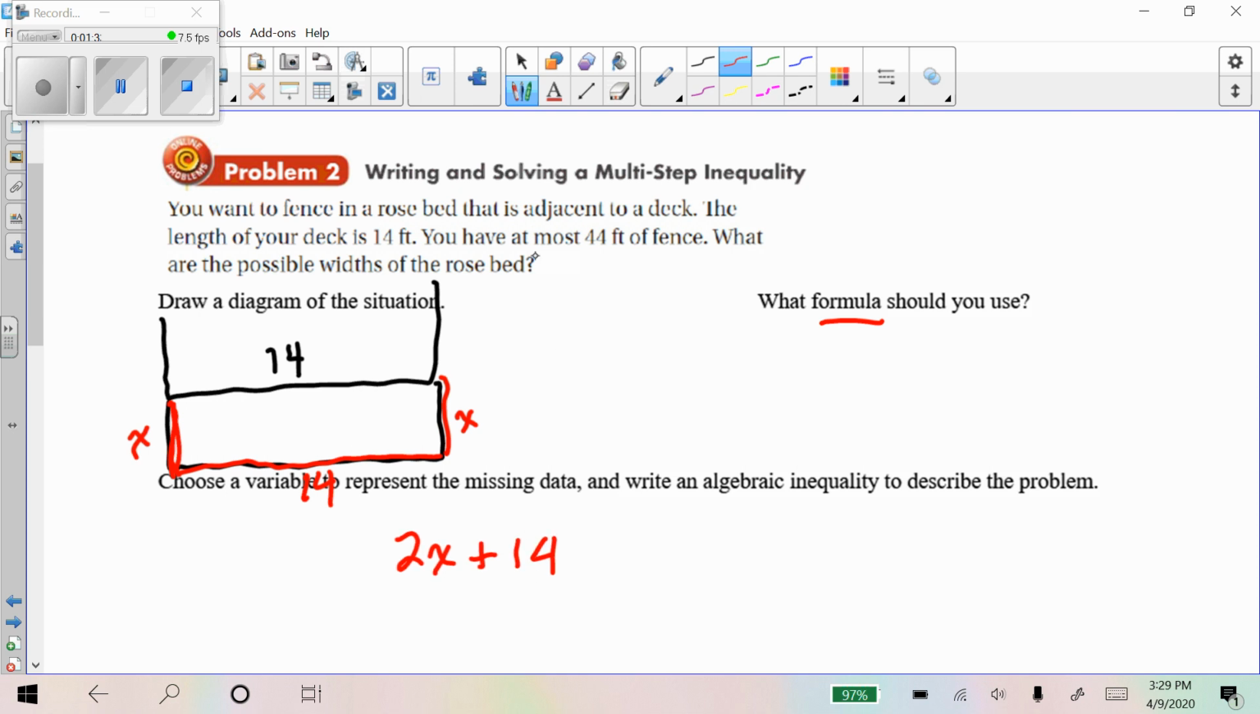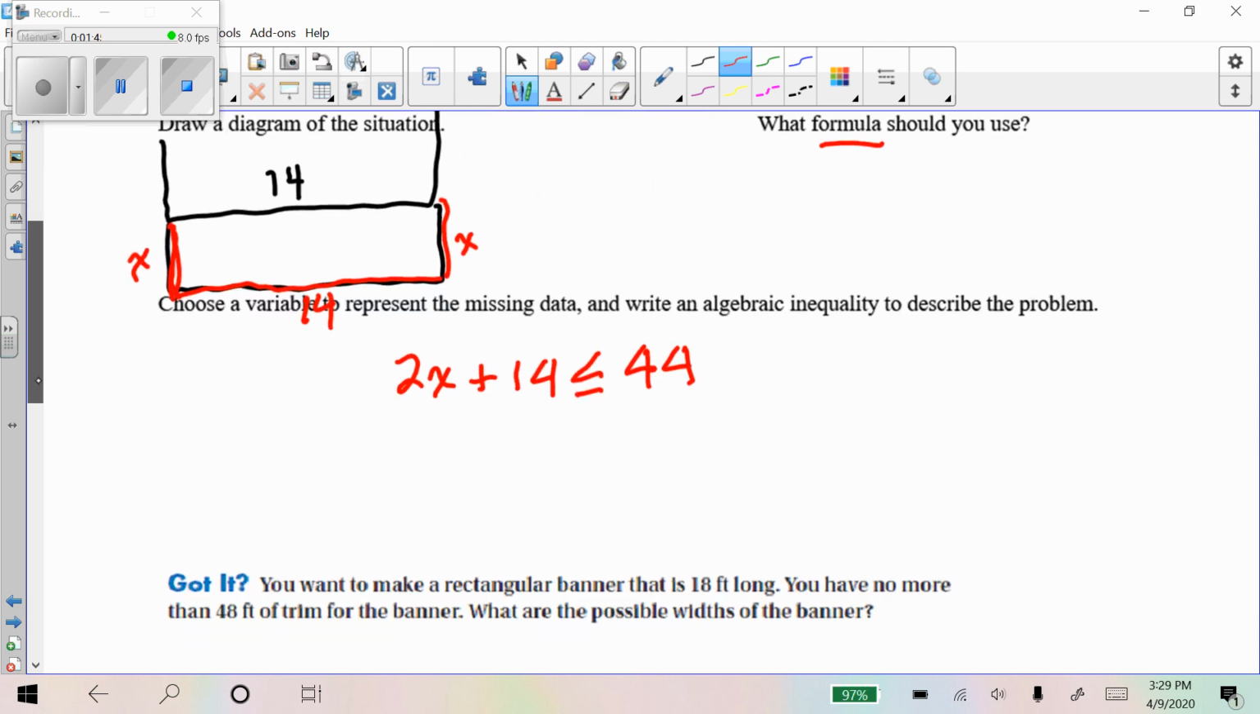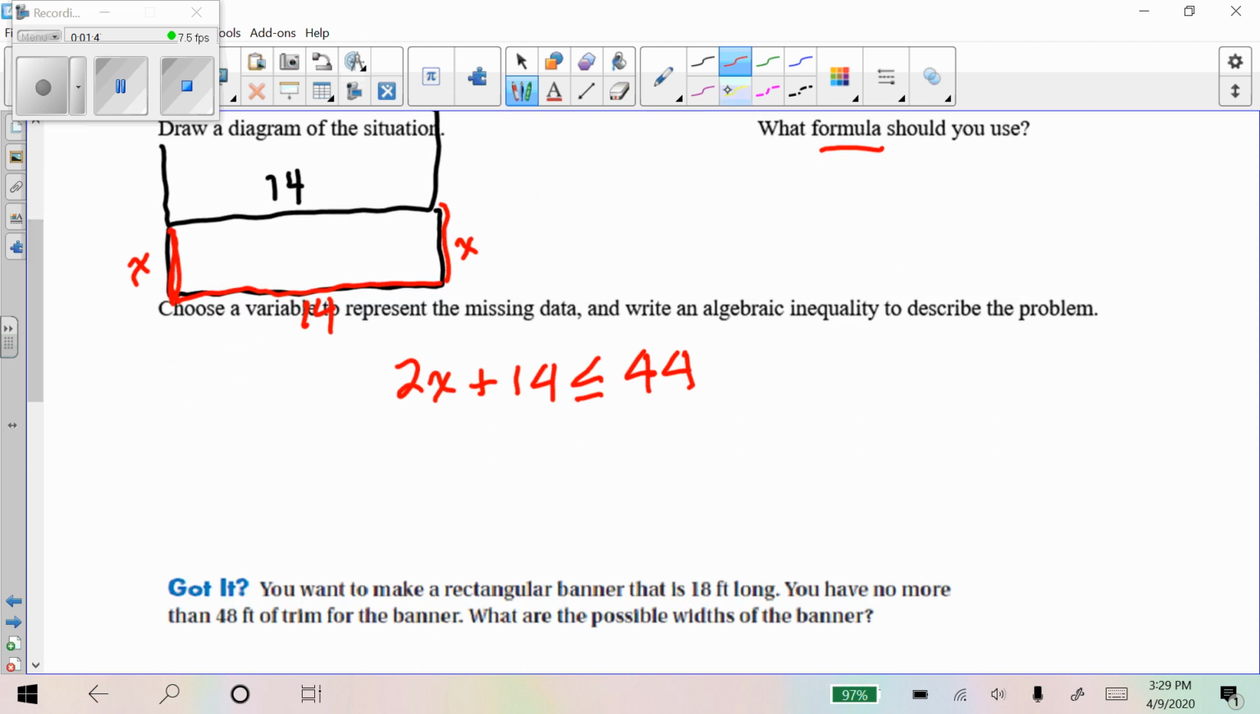Now, since we have at most 44 feet of fence, I'm going to use the less than or equal sign to represent that. Okay, now I'm ready to solve. I'm going to use my balancing method here, and I'm going to take away this 14 from both sides. That gives me 2x is less than or equal to 30.